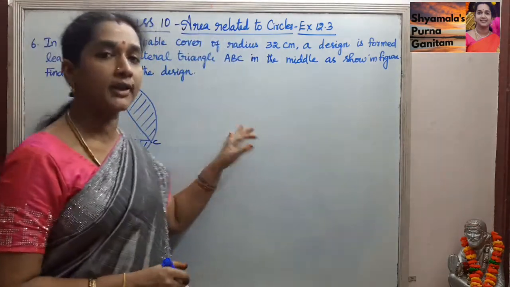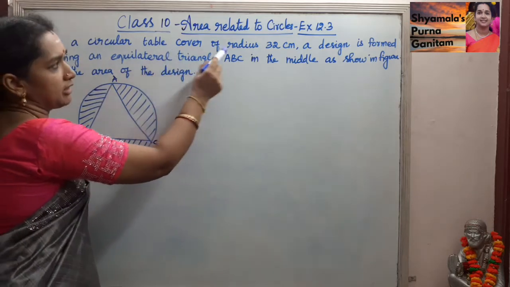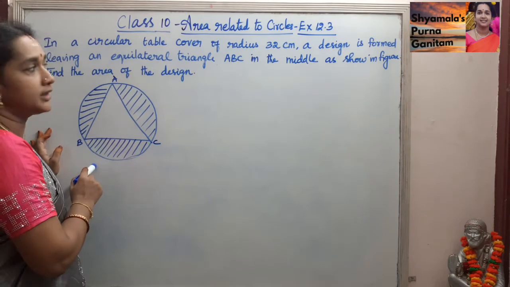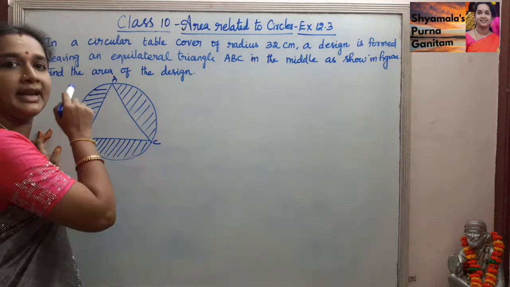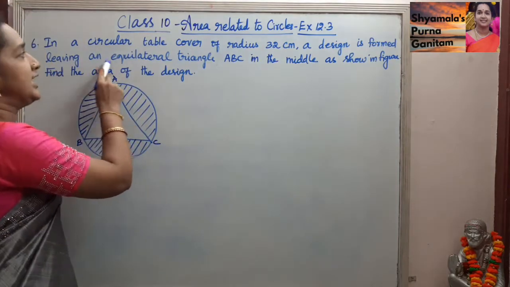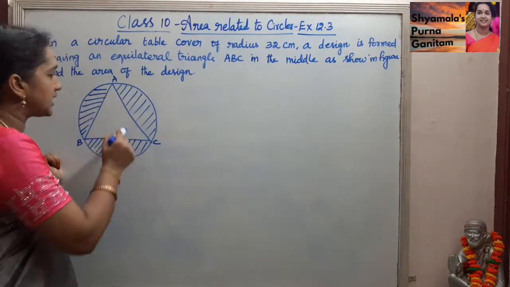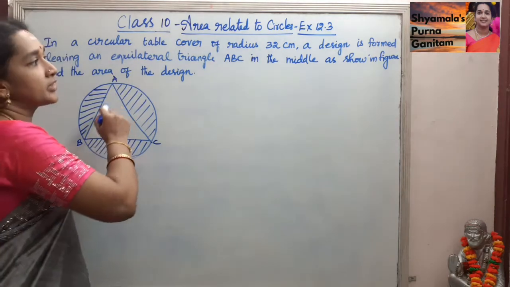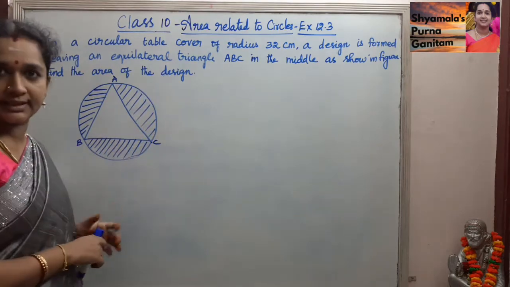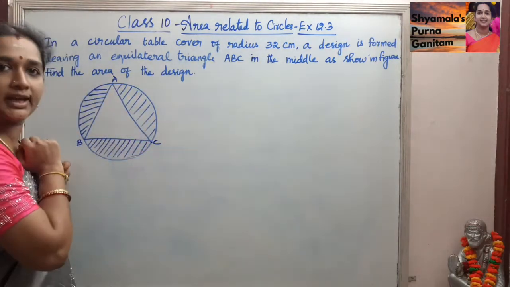Exercise 12.3, 6th sum. In a circular table cover of radius 32 centimeter, a design is formed leaving an equilateral triangle ABC in the middle. So a circular table cover is there, the radius of that is given as 32 centimeter, and ABC is the equilateral triangle inside this circle as shown in the figure. Find the area of the design. So we are asked to find the area of this shaded region.